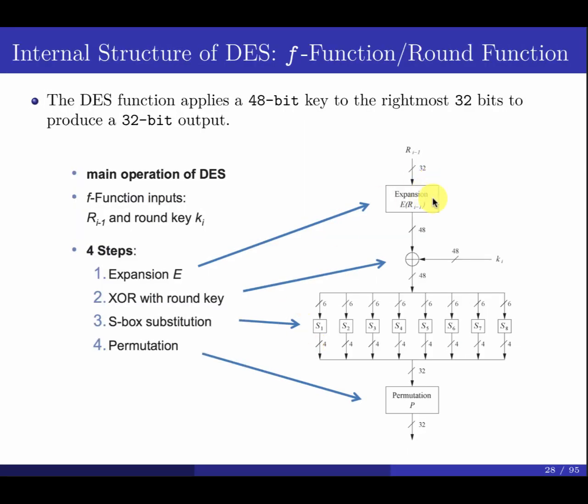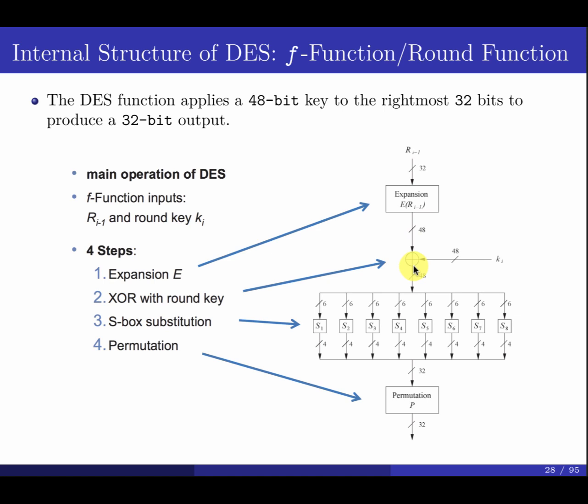So the first one, expansion: increase the size. We have 32 input, and it's going to be 48. We're going to show you how you can perform that, especially since we have a table we can follow. All of the tables are fixed, okay? The only difference is the key and the message, of course.